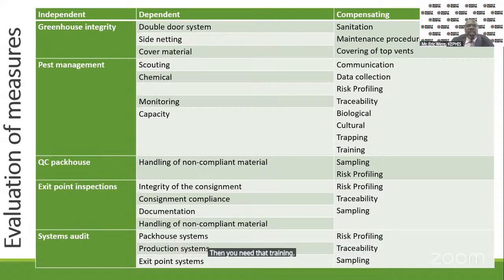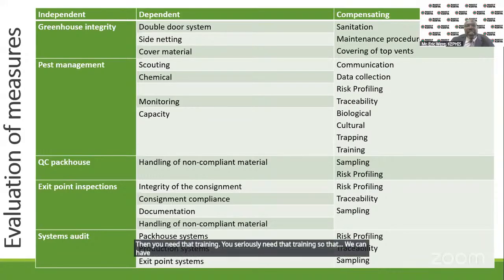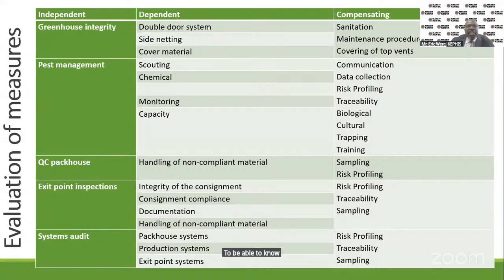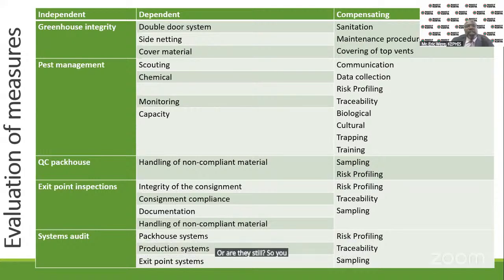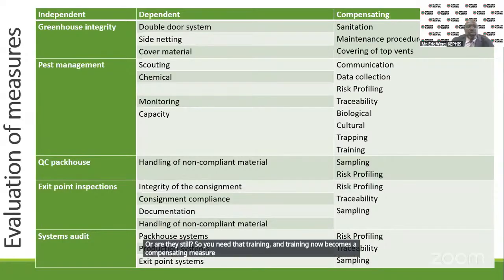You seriously need that training so that we can have the capacity to know at this particular time, this is what I'm supposed to do, and this is the pest of concern. I'm able to identify that pest, and I'm able to identify where I have to check for that particular pest when I have my plan. Do I need to check at the sepal, or at the petals, or on the stem? So you need that training, and training now becomes a compensating measure to pest management.